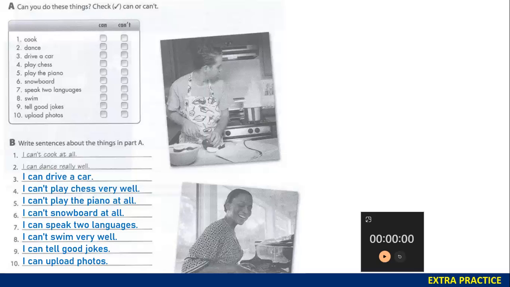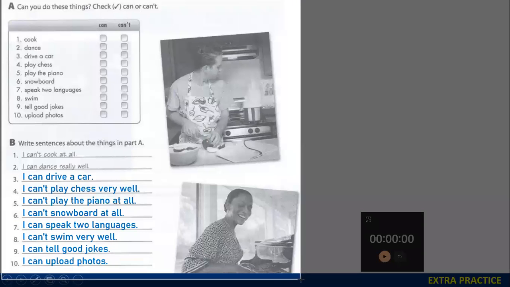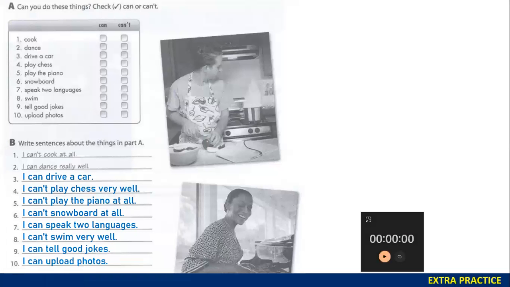So as you can see, there are many, many things that we can express that we can or we cannot do, right? And you name it. I'm going to send them to you in the chat so you can have it. Here it is.